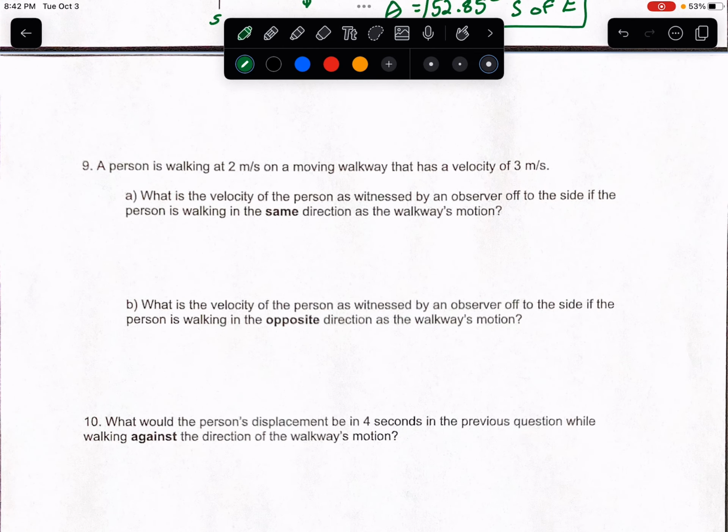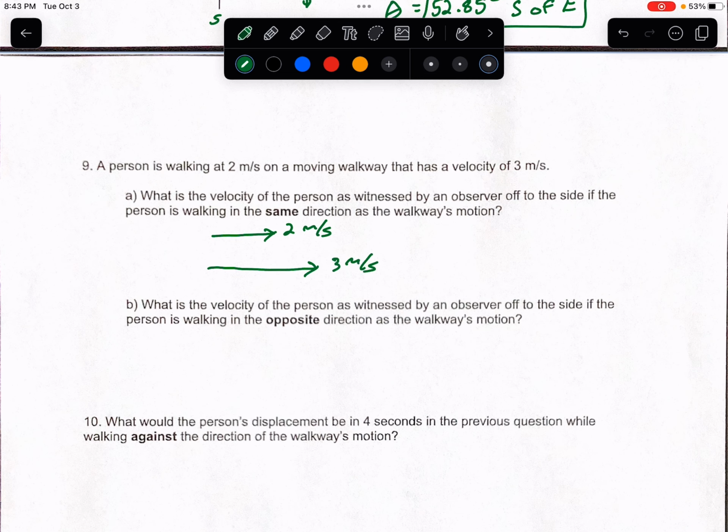This is more kind of conceptual stuff. A person is walking at 2 meters per second on a moving walkway that has a velocity of 3 meters per second. What is the velocity of the person as witnessed by an observer off to the side, if the person is walking in the same direction as the walkway's motion? So I have a person walking, doesn't matter which way you point it. Someone's walking 2 meters per second this way. They get on the conveyor belt and it's going 3 meters per second in the same direction.